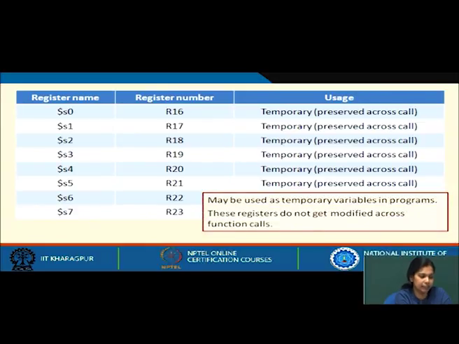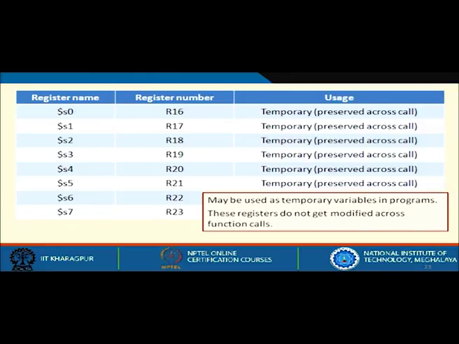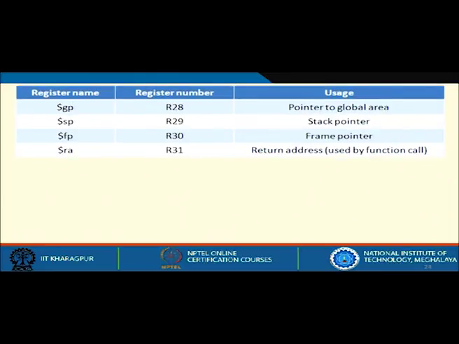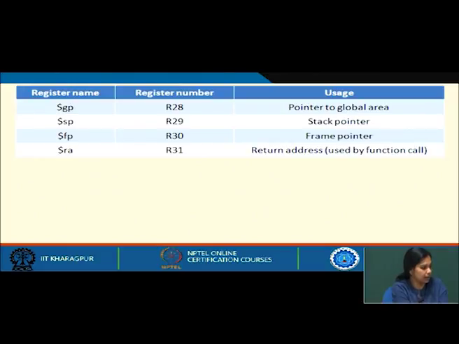They may be used as temporary variables in the program. So, I suggest that if you are writing an assembly language program, then you use this set of registers for your programming purpose. We have another set, which is GP, SP, FP and RA. GP points to the global area, SP is your stack pointer, FP is your frame pointer and RA is your return address. We do not have a special function register for these.